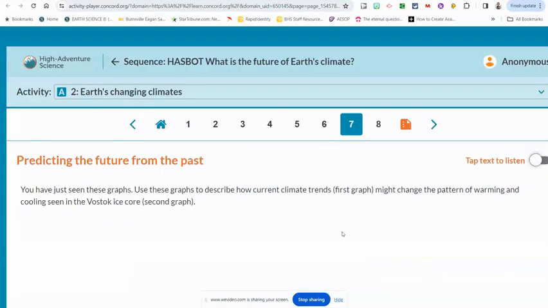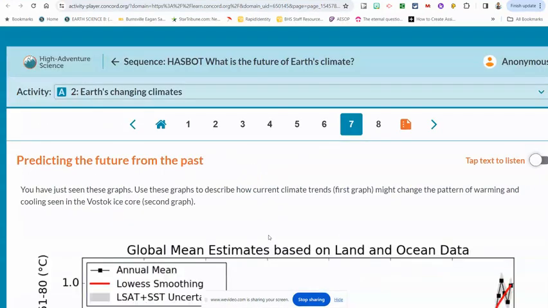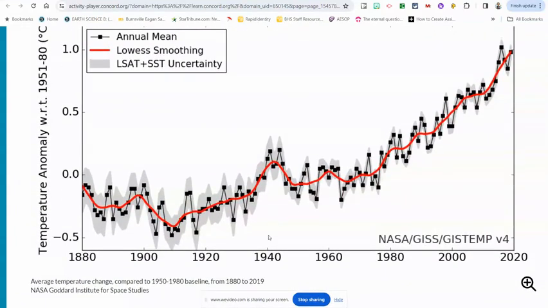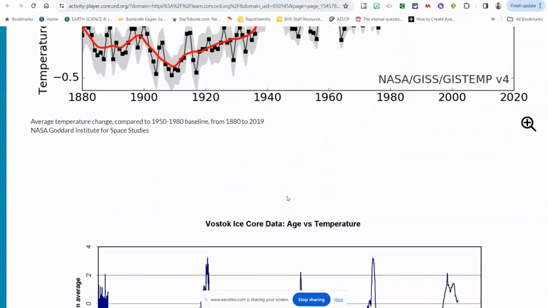Next page. Predicting the future from the past. You have just seen these graphs. Use the graphs to describe how current climate trends, the first graph, might change the pattern of warming and cooling seen in the Vostok ice core graph. So this is the first graph we saw, right? From 1880, we saw that the temperature is increasing.